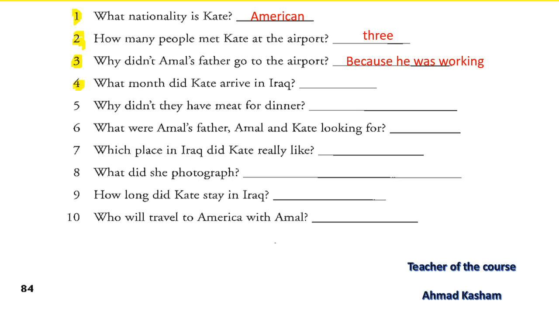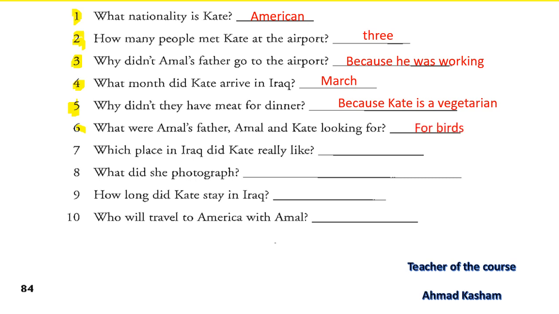Number 4. What month did Kate arrive in Iraq? Now, this depends on the month we are in now. Now we are in April, so she came to Iraq in March. Number 5. Why didn't they have meat for dinner? Because Kate is a vegetarian, or we can answer because Kate doesn't eat meat. Number 6. What were Amal and Kate looking for? They were looking for birds.